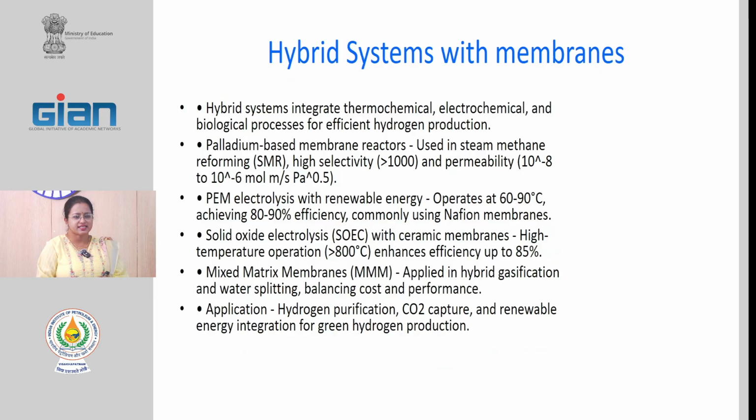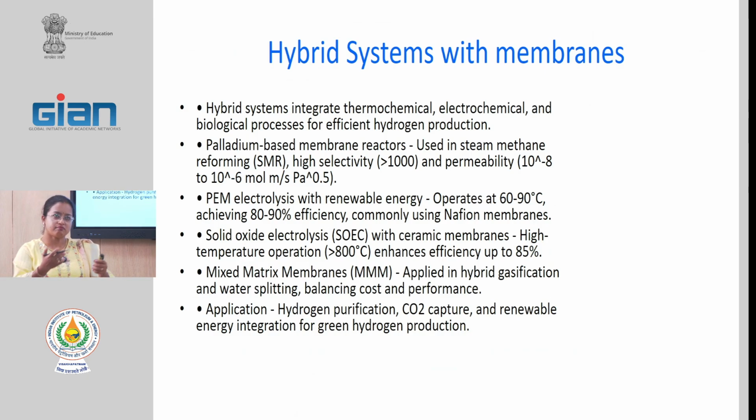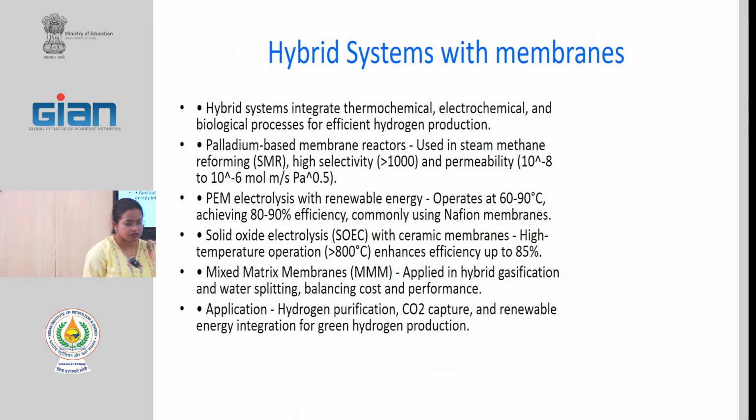We also have hybrid systems with membranes, like thermochemical, electrochemical or biological processes. The biological process is where we have a membrane bioreactor, for example where microbes are immobilized onto the membrane. This is not specifically for hydrogen production, but it is a very useful application for water purification technology. We can evaluate such an idea for hydrogen, but we have to find microbes which are stable in that kind of environment. We can have PEM electrolysis with 80 to 90% efficiency. These are the solid oxide membranes, and they have their typical applications for this.